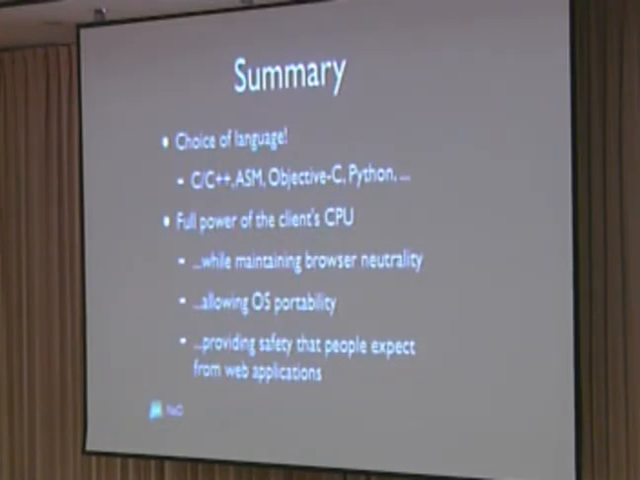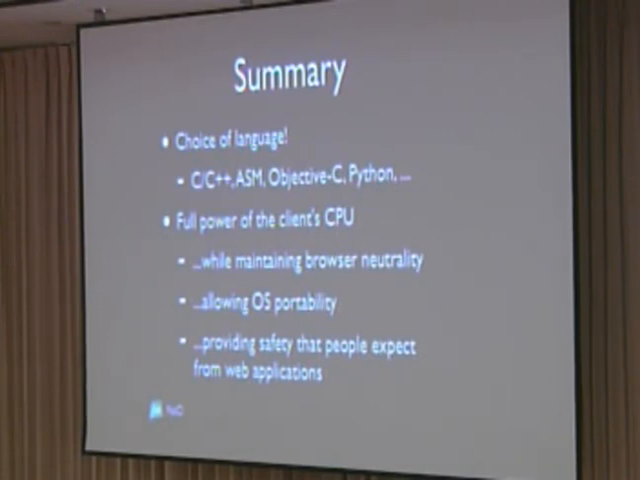So a summary of what you saw here today. Basically, Native Client is a way to run native performance C++ in the browser using Google Chrome. And what that opens up is a choice of language. So you can run C, you can run C++, you can use libraries you have, you can port a desktop application, but you can also do assembly. You can also run Objective-C or Python, right? Those are all based on C.